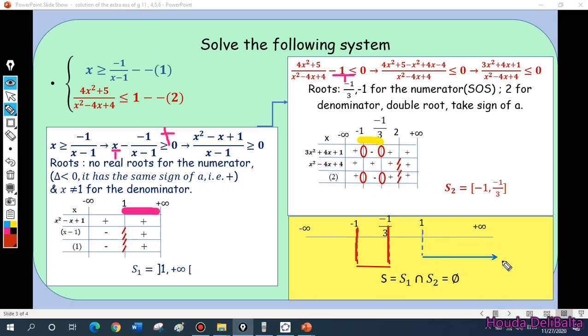Is there any intersection between them? No, there is no intersection. So the solution is the empty set. It is phi. That means I cannot find a real number x, or a set of real numbers, that satisfies this inequality and this inequality at the same time. That's what we mean by the solution is empty. No intersection on the number line. That means that no real numbers can satisfy these two inequalities together at the same time.